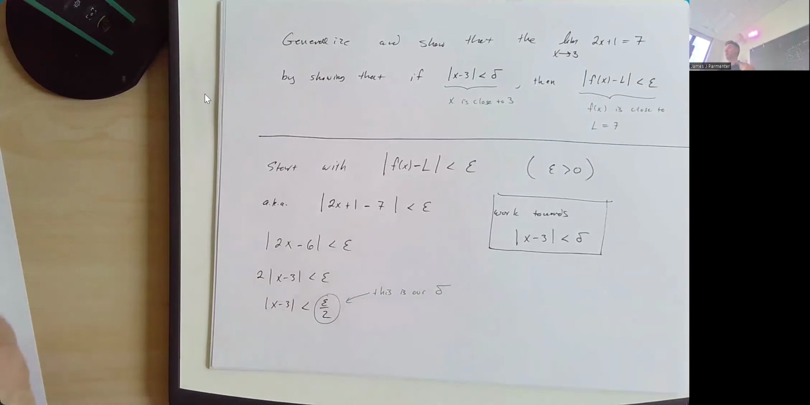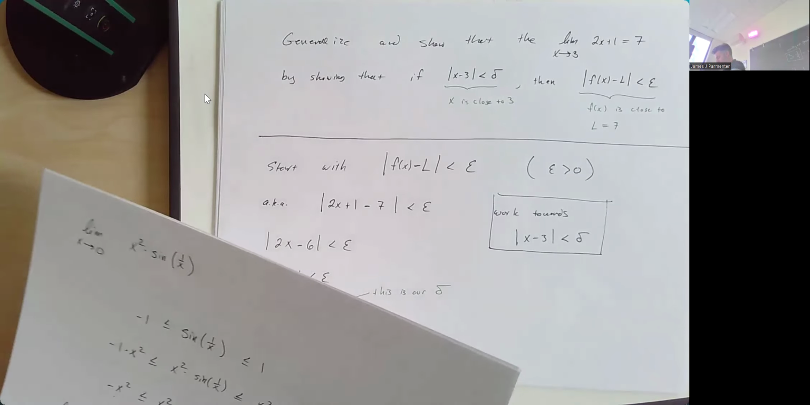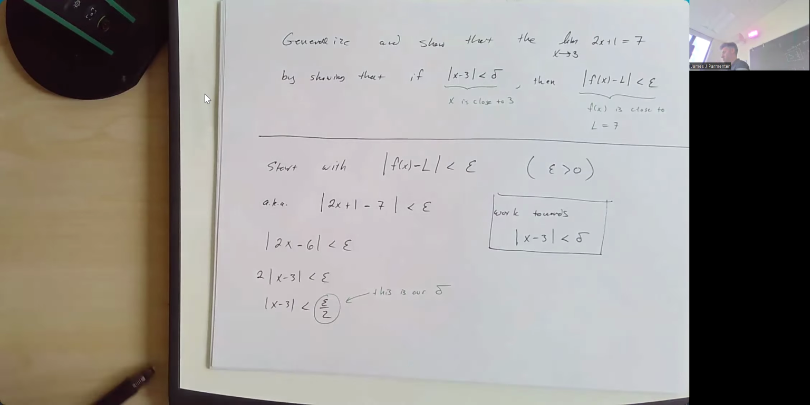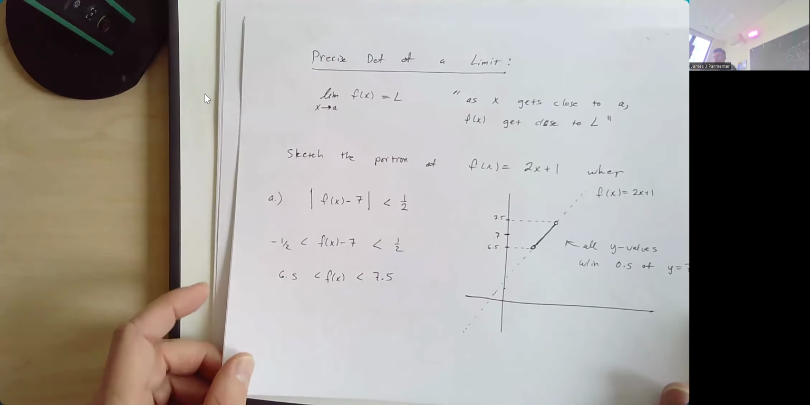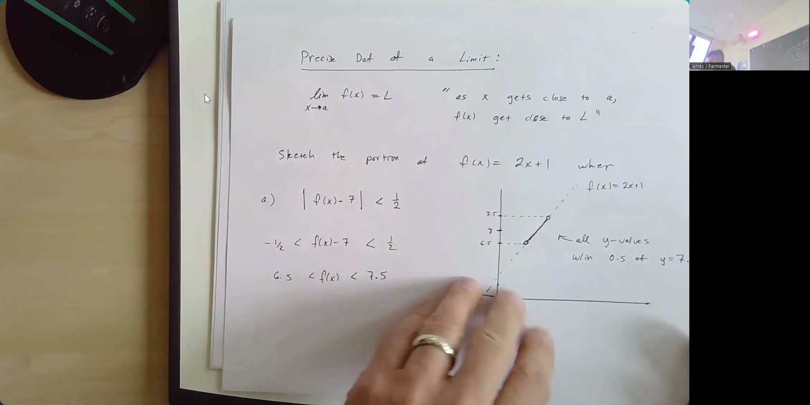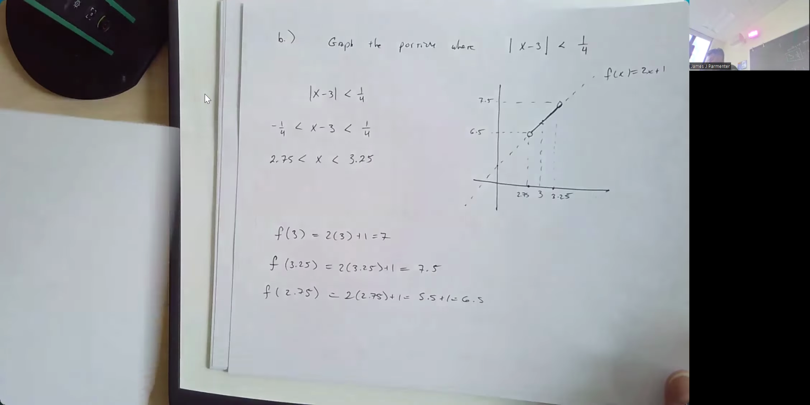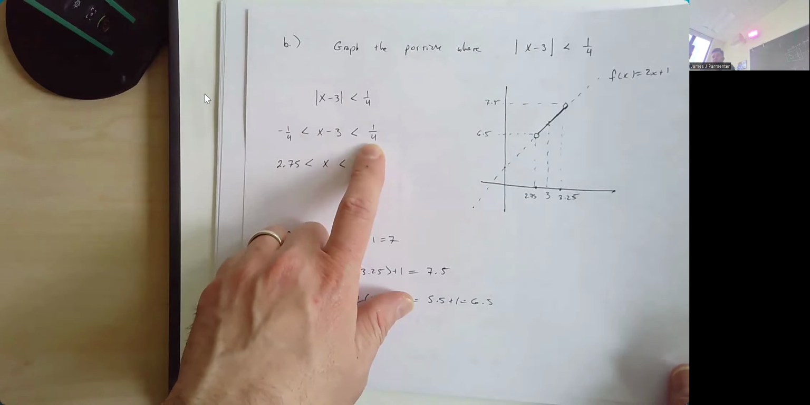Which makes sense if you think about our previous examples. In our first example, we started with wanting the absolute value of f of x minus 7 to be less than 1/2, and we got our delta to be half of that. Our delta was a 1/4.